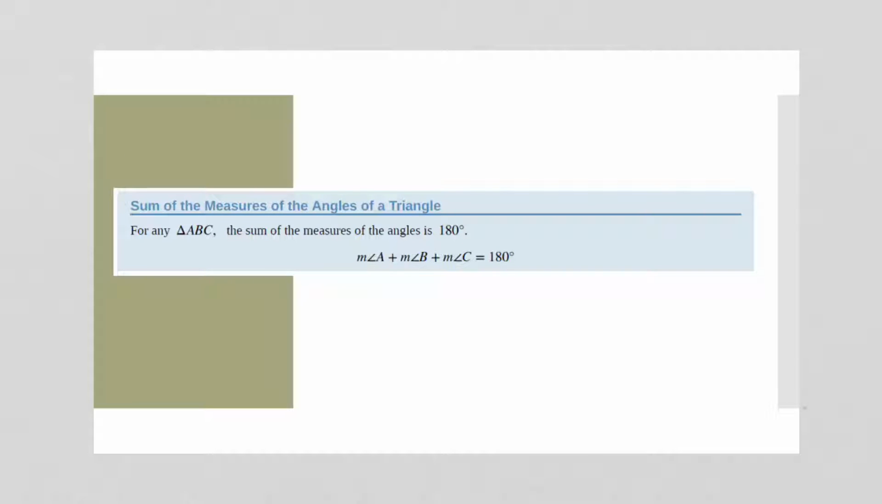The most important thing that you can see on this page is that on all triangles, all three of the angles add up to be 180 degrees.